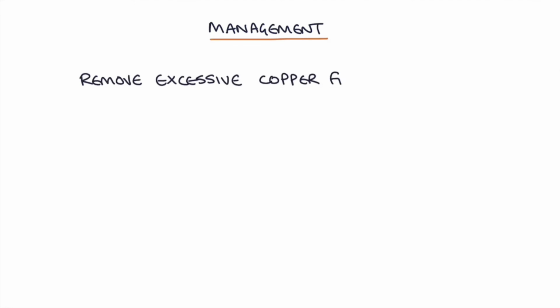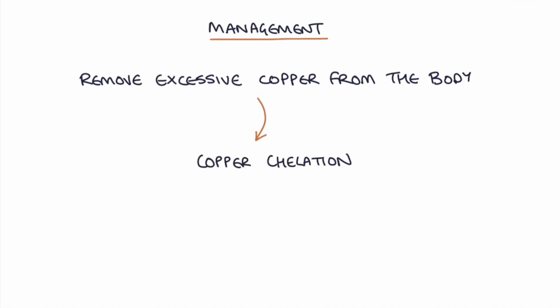So how do we manage Wilson's disease? Well, you need to remember that they need to remove that excessive copper from the body. So you use something called copper chelation. And there's two main medications that can be used for copper chelation. One is penicillamine, and the other is trientine.